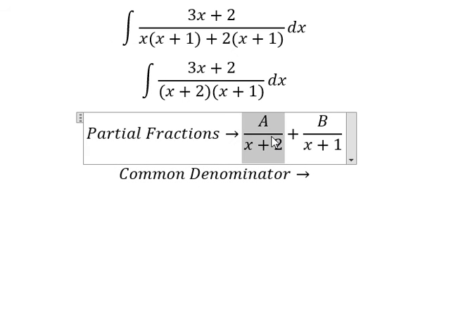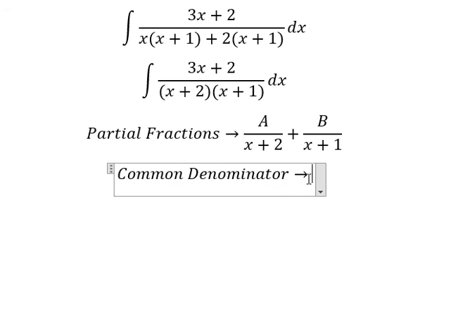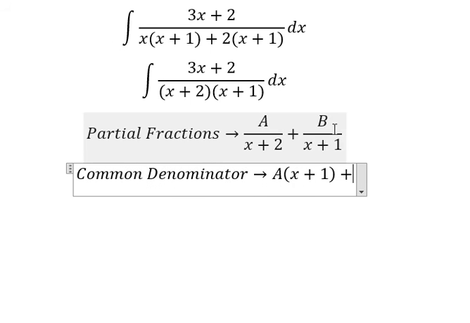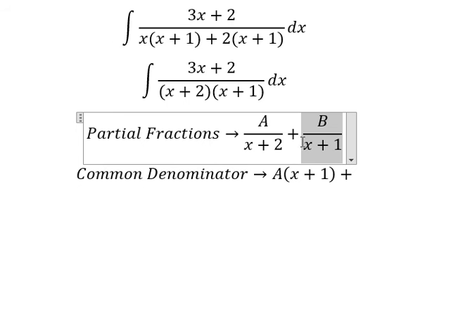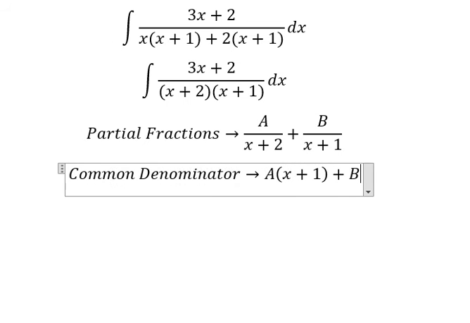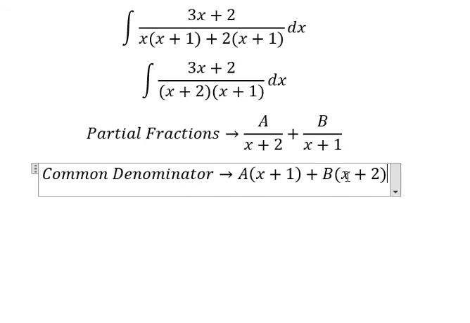About this one, it is missing s plus 1, so capital A multiplied by s plus 1. About this one, it is missing s plus 2, so capital B multiplied by s plus 2.